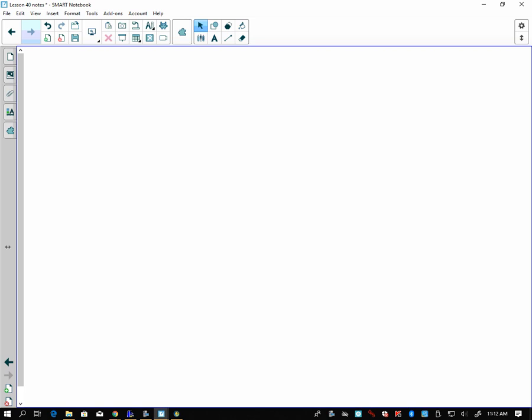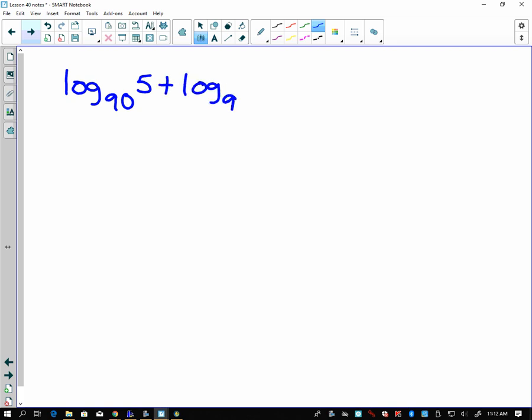We have log base 9 of 5 plus log base 9 of 3 equals log base 9 of 4 plus x. This is way easier than either of the two that we've done before. Because everything has the same base, what can I go ahead and do? I can multiply. Can't you get rid of your logs? Yes, I can.